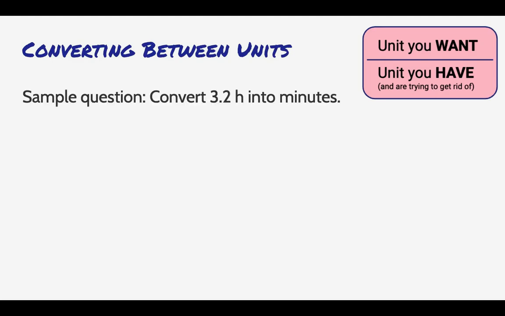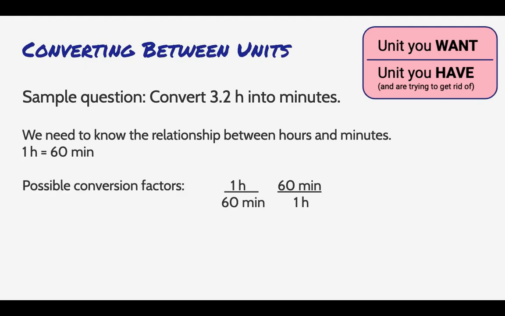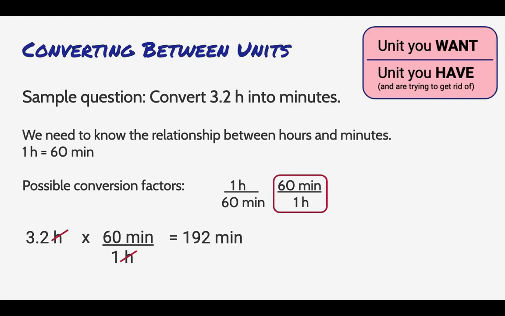Let's look at another sample. Convert 3.2 hours into minutes. So we need to know the relationship between hours and minutes, which hopefully most of you are familiar with. There are 60 minutes in an hour. So again, two possible conversion factors, one with hour on the top, one with hours on the bottom. The question gave us hours, 3.2 hours, so we want to get rid of that. So we're going to use that second conversion factor so that the hours cancel and we're left with minutes in the numerator. When we do that, 3.2 times 60, we get 192 minutes.